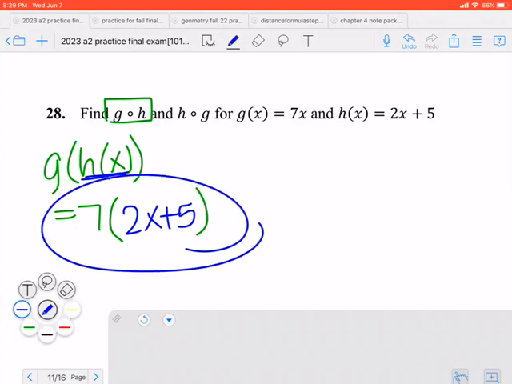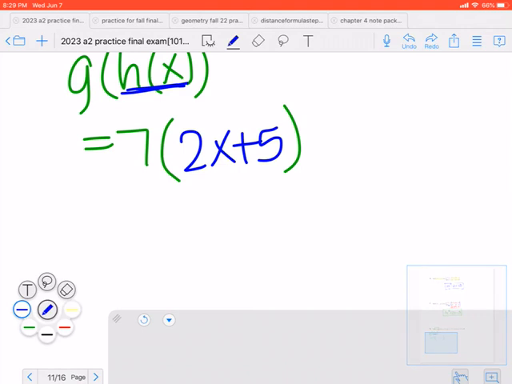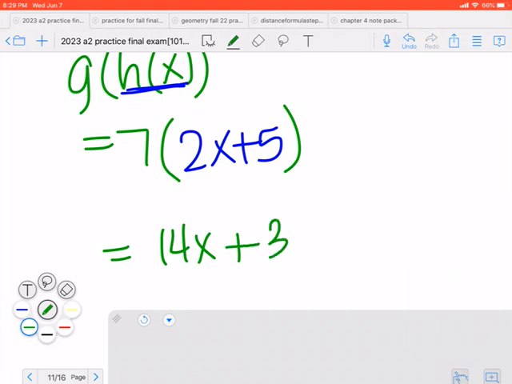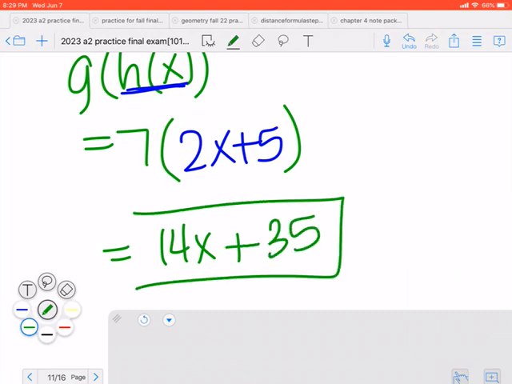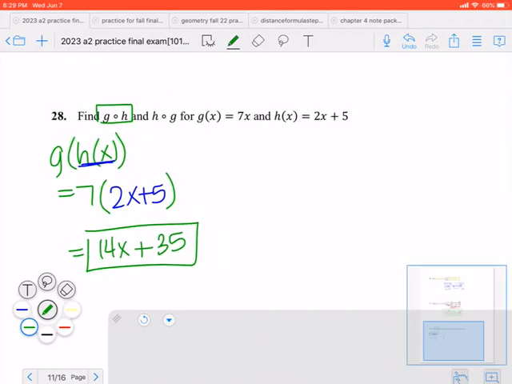Then you just do whatever it looks like you need to do. That's a distribute. 7 times 2x plus 5, so I'm going to simplify it out. 7 times 2x is 14x plus 35. So that's our g of h of x.